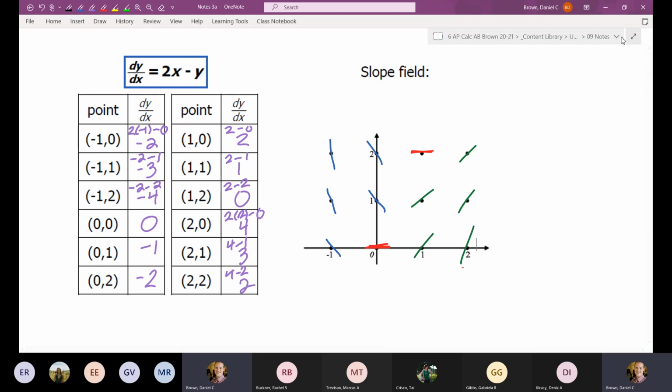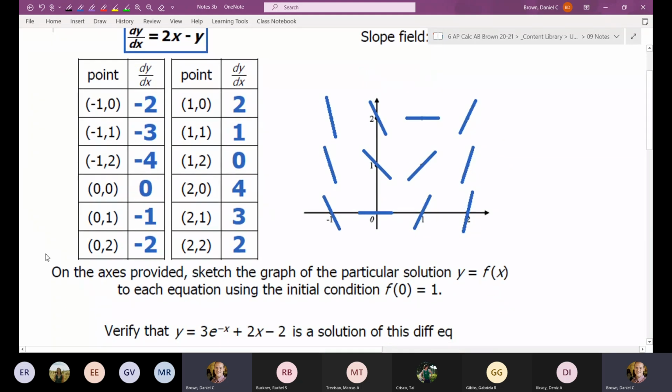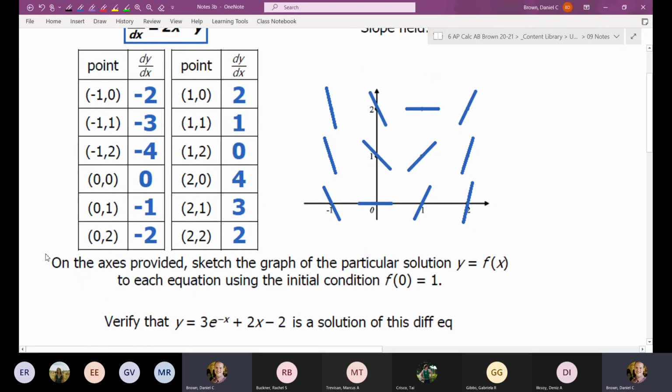So again, similar questions that we had in that previous one. There's the computer-generated one that's a little bit more exact. On the axes provided, see if you can sketch a particular solution that goes through f of 0 is equal to 1. So again, f of 0 is equal to 1. And again, I could have chosen any initial condition. I just happened to choose that one. And then let the slope fields be your guide.